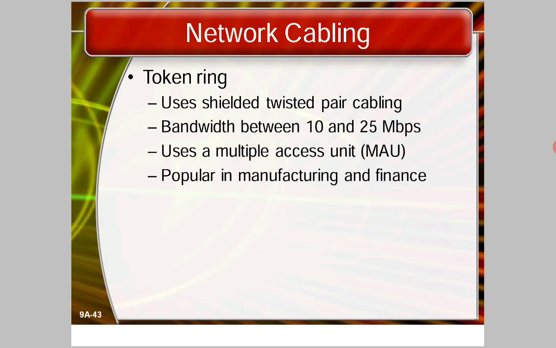Next, another cable is token ring. The next type of cabling is called a token ring. It generally uses shielded twisted pair cabling. So in token rings we may use shielded twisted pair cabling. Bandwidth or speed of the network is between 10 to 25 Mbps, and it uses a multiple access unit and is popular in manufacturing and finance.